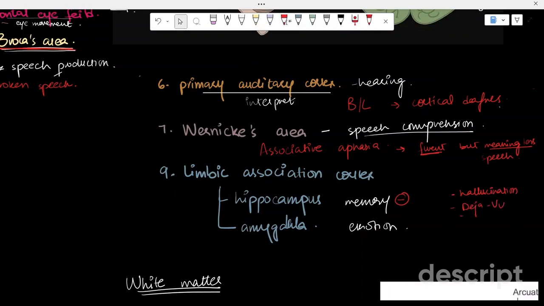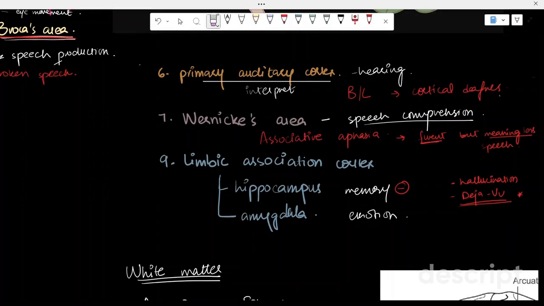Deja vu is a type of epilepsy. There is increased temporal firing. So before we move forward, I would like to correct this. This is receptive aphasia, and it makes much more sense.